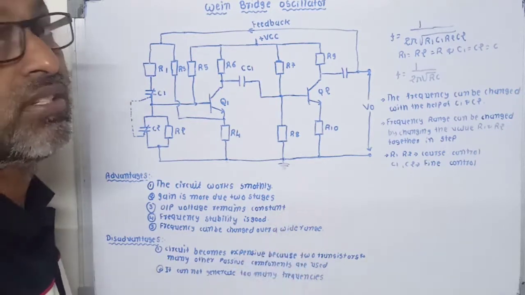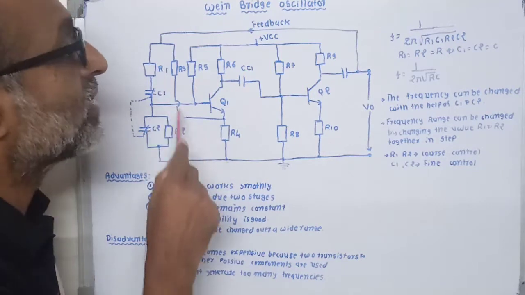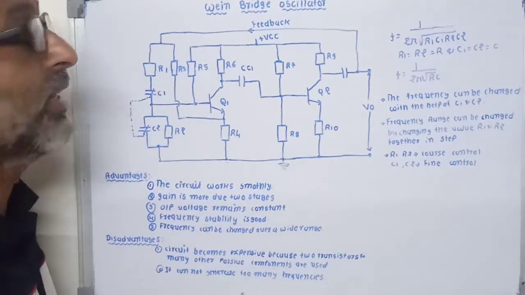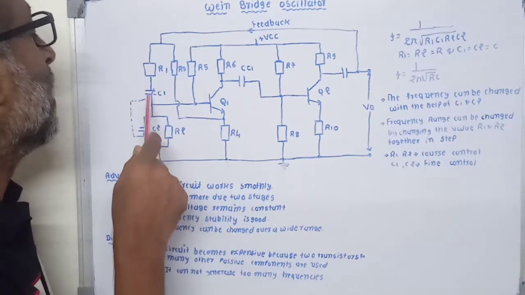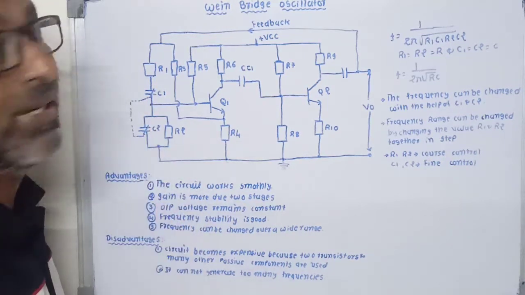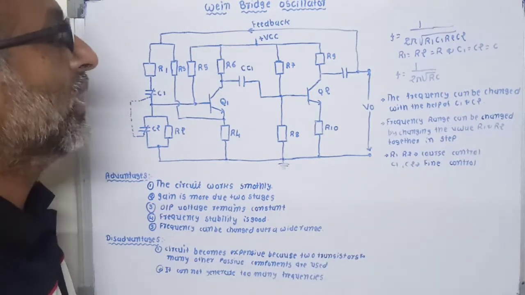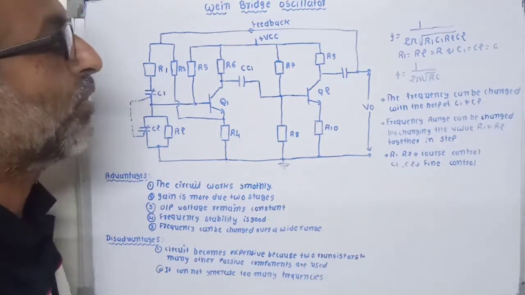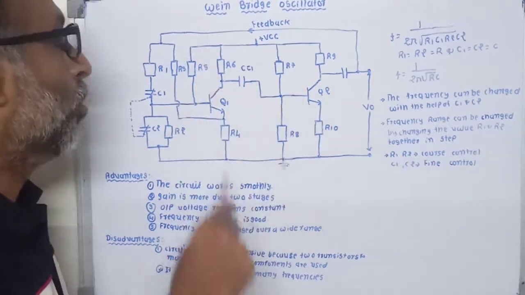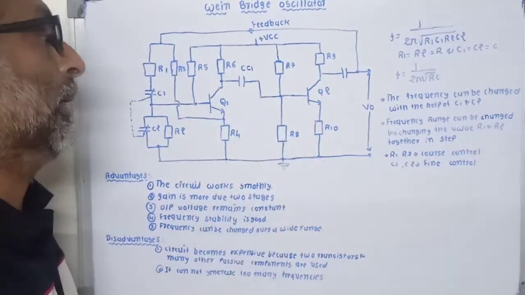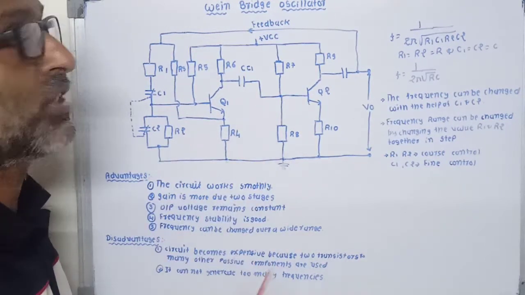Now the frequency range can be changed by changing the value of the resistances R1 and R2 together in steps, and the frequency can be changed by using this C1 and C2. That's why R1 and R2 are called coarse control, and C1 and C2 are used for the fine control for the required oscillations by this oscillator. Now this is the basic working of this Wien bridge oscillator.